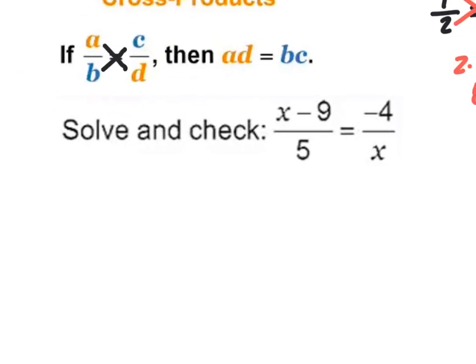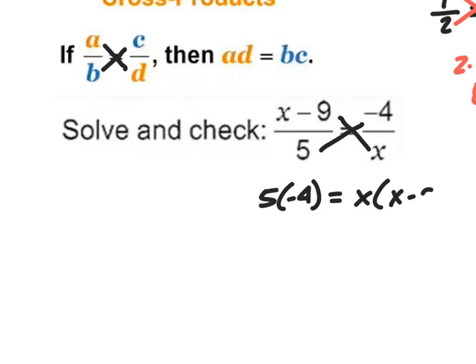So if we have an equation with two fractions that are equivalent, we can do the same thing. We can multiply across, take 5 times -4, and then take x times x minus 9, and we'll solve for x. So 5 times -4 gives us -20. And then let's distribute this x here, and so we get x squared minus 9x. What I have is a quadratic, and we've got to solve this. So I'm going to move this -20 over to the other side and set this whole thing equal to 0 and solve from there.